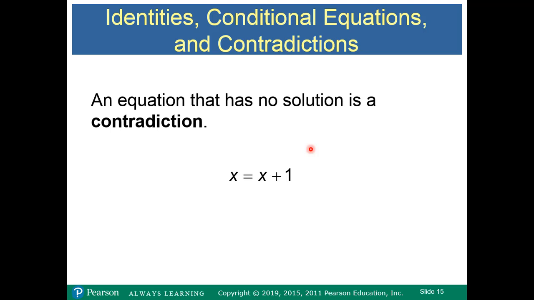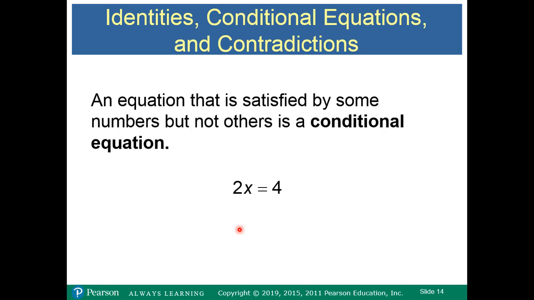Another way to do it is, if you get rid of the x's, here's the easiest way: just subtract x from both sides. What happens to the x's? They go away. What do you end up with? You end up with 0 on one side equal to 1. Well, 0 equal to 1, that's a false statement. So it's a contradiction.